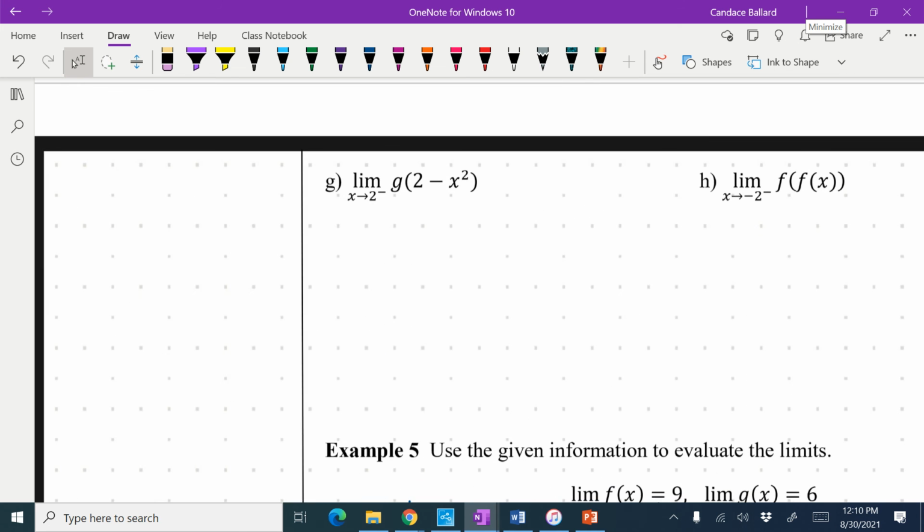Okay, this one's a little bit trickier. All right, so I'm still going to take that g and put it where? On the outside. Okay, so let's do that. So g of the limit as x approaches 2 from the left of 2 minus x squared.